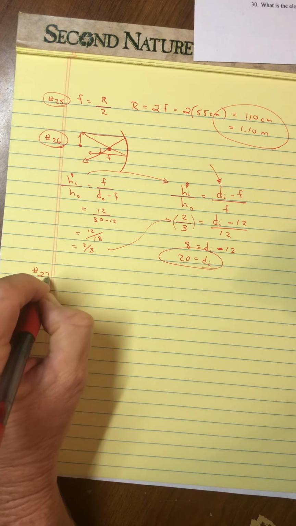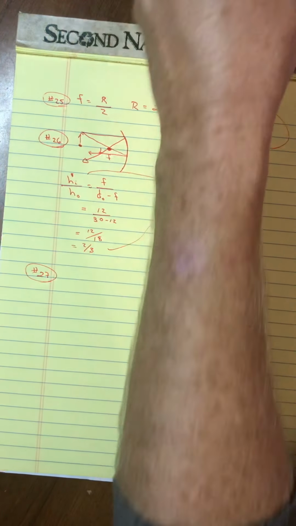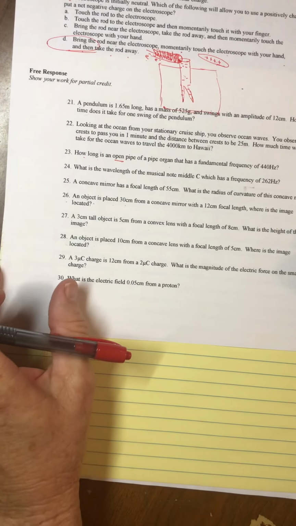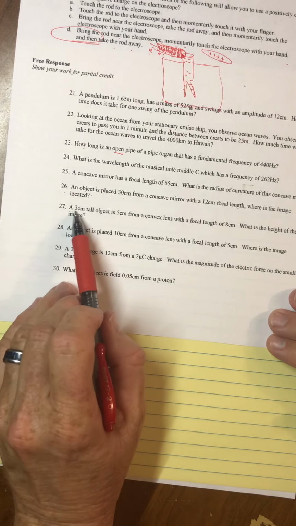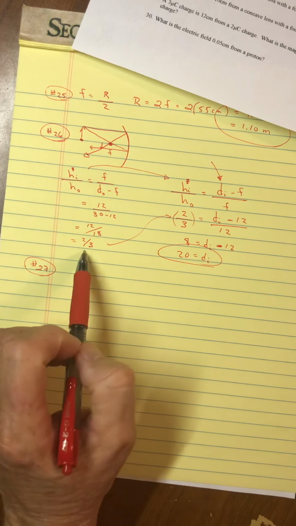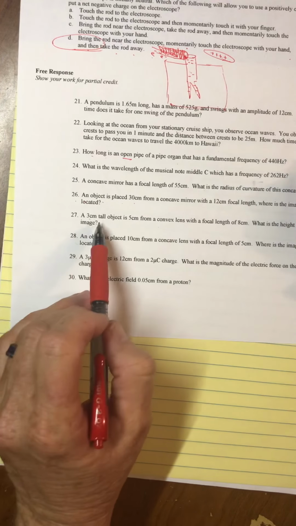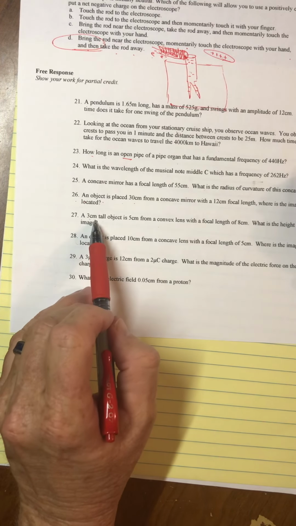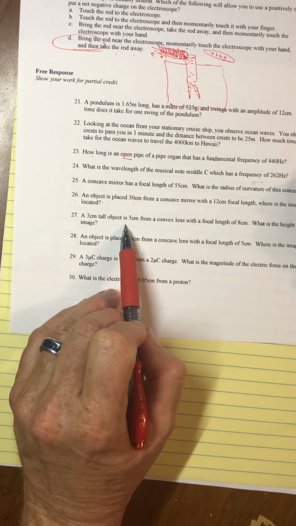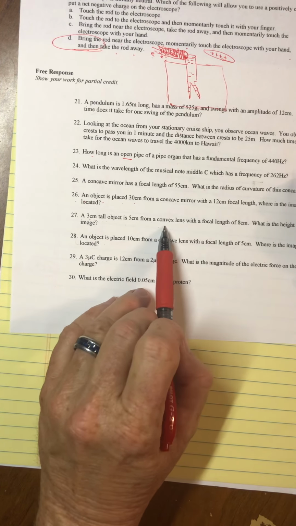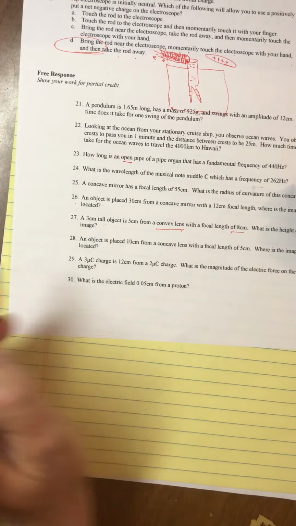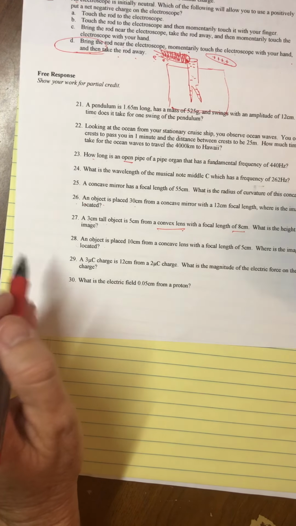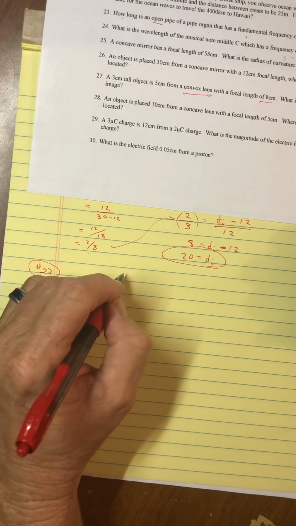And 27 is a lot like that. Actually it's not quite as hard because they give us the height of the object. So they have a 3 centimeter tall object. So we don't have to worry about not knowing the ratio and transferring it over. We're going to know the height. The 3 centimeter tall object is 5 centimeters from a convex lens, okay, with a focal length of 8. What is the height of it?